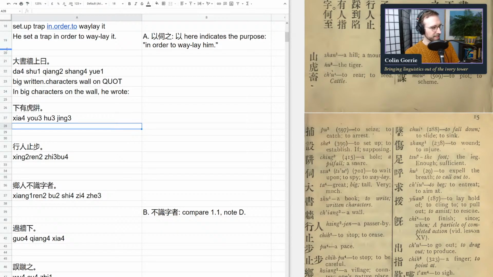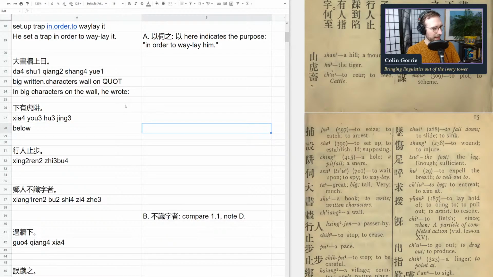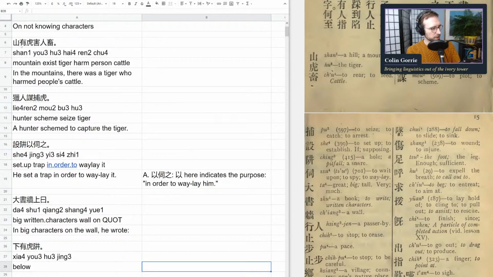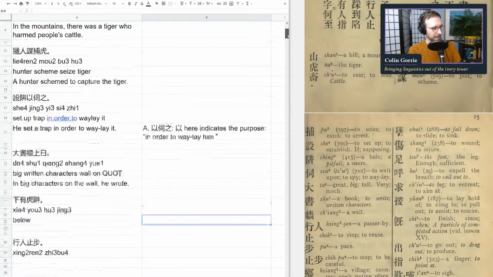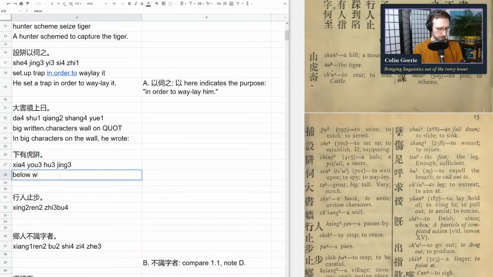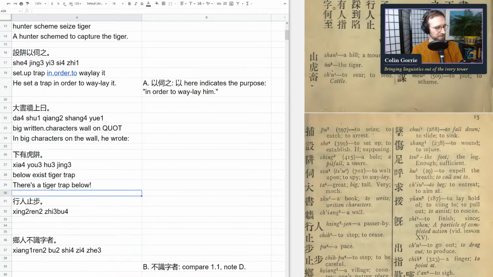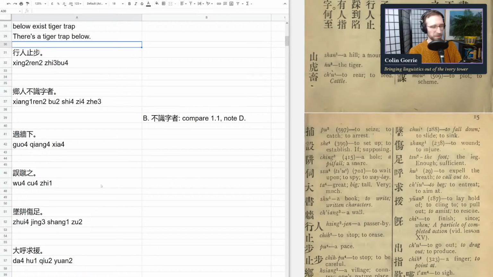And then what do we have next? 下有湖景. So 下, below, and this is another one of these constructions like we had above, isn't it? Where we have some sort of location word, then yo, and then the thing that's at that location. So below, or that exists in that location. Below was tiger trap, or below exists a tiger trap. So there's a tiger trap below. And no, I shouldn't add these exclamation marks when it's not strictly warranted. But I want to. It feels like something I would exclaim.